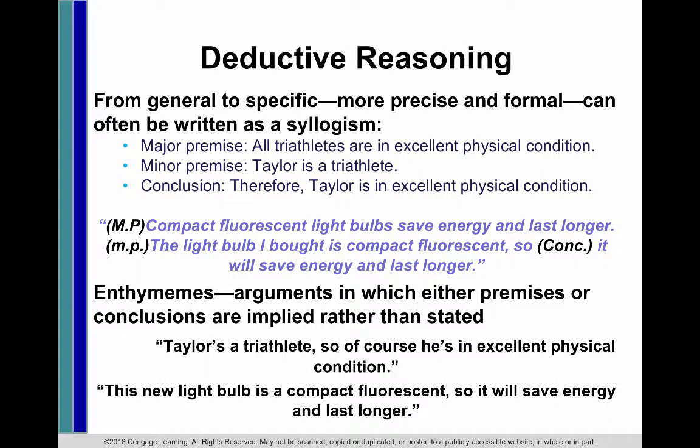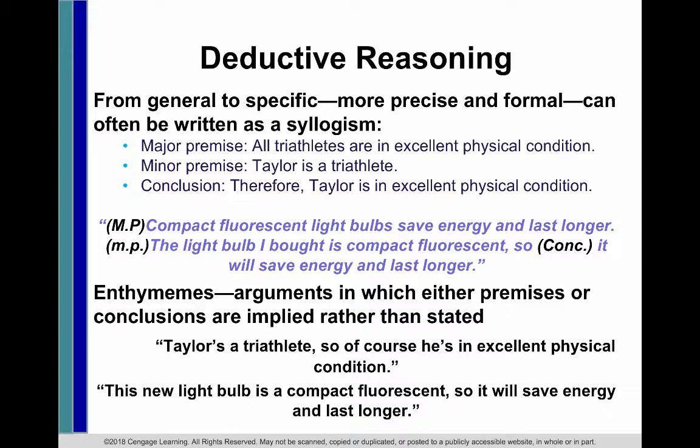The first type of reasoning, deductive reasoning, uses a general principle and applies it to a specific instance to come to a conclusion. It's a more precise and formal kind of reasoning than inductive reasoning, and its main form is often a syllogism. A syllogism consists of 3 claims, which are 2 premises and a conclusion.